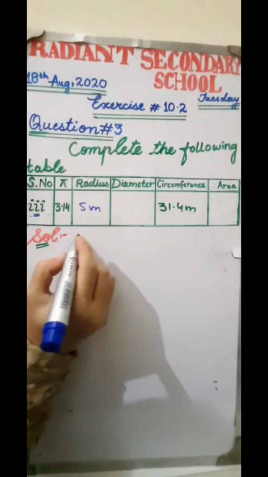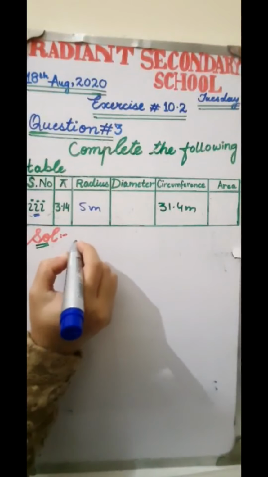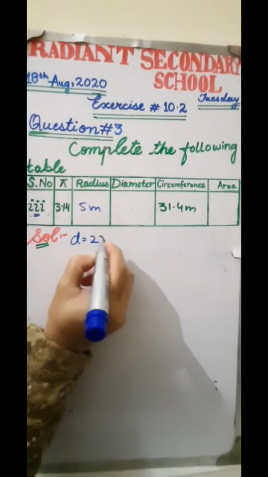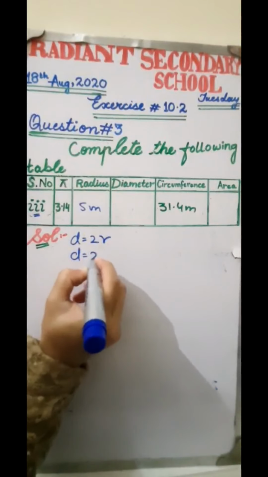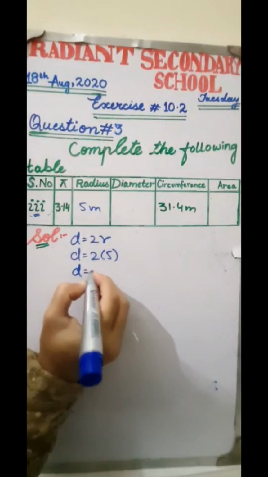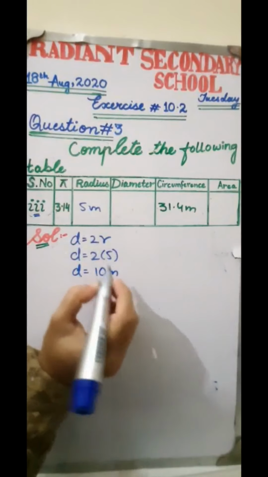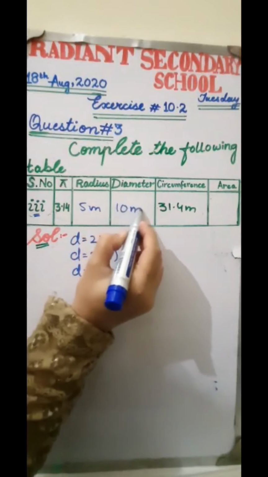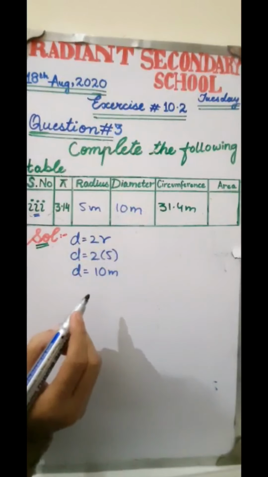Now we have to find diameter. Formula of diameter is D is equals to 2R. D is equals to 2R, radius is 5. 2 5s are 10. D is equals to 10 meter. Diameter is 10 meter. You have to write 10 meter here. Now last we have to find area.